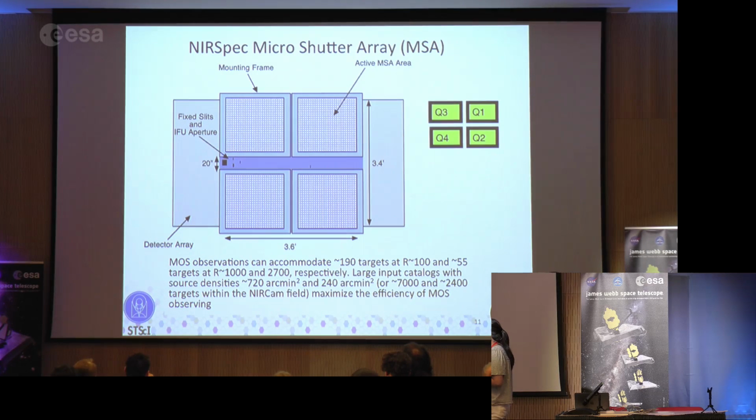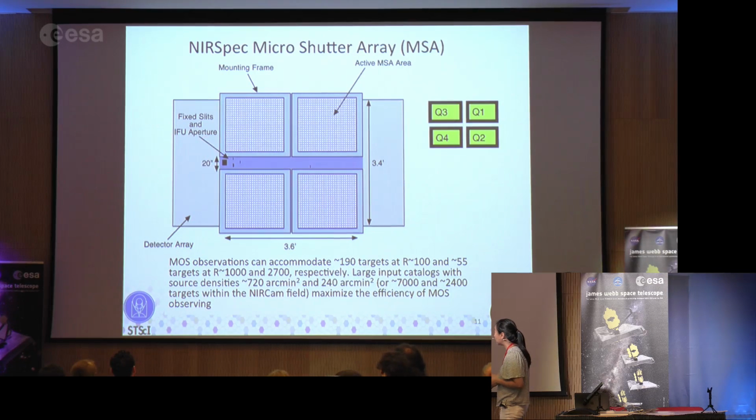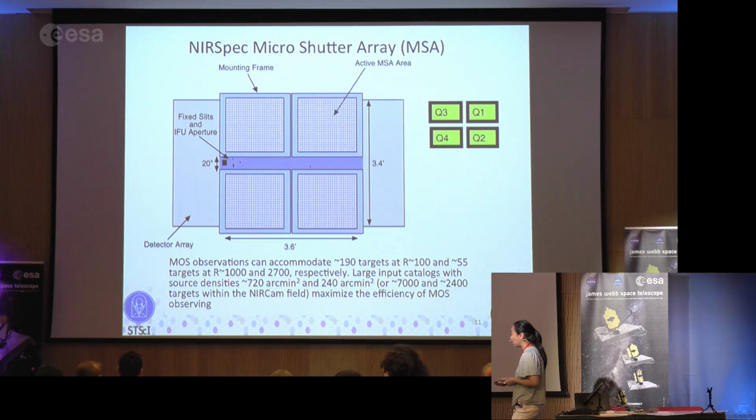So I just wanted to give you a little bit of information about the MOS mode on NIRSpec. So this shows you the MSA. So essentially you can see all of the slits here, and then in the middle, this is where the fixed slits are cut into the MSA support structure, and you can see the size scale here. So I said previously that MOS observations can accommodate about 190 targets at an R of 100 and about 55 targets at an R of 1,000 and 2,700.